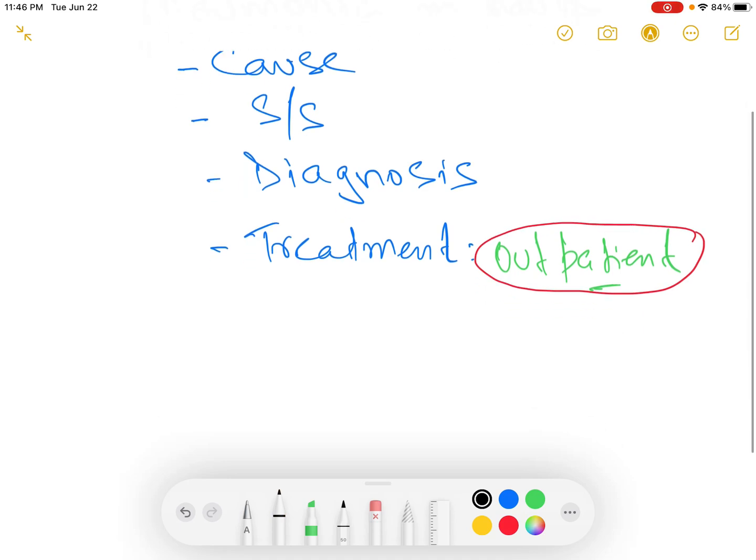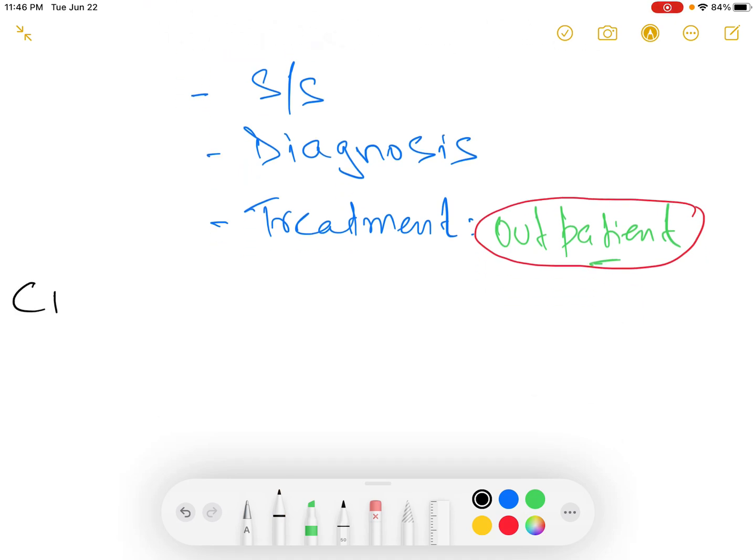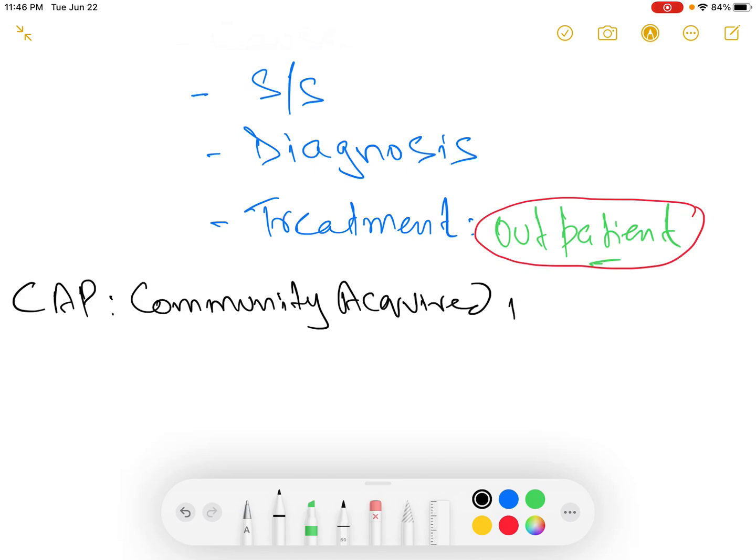So the one that we will talk about today is something called CAP. CAP stands for community acquired pneumonia. This is the one that patients get when they're away from the hospital, so in the community when they get the pneumonia, and then they come and see a healthcare provider. So this is the one that we will talk about today. There are some other classifications too.